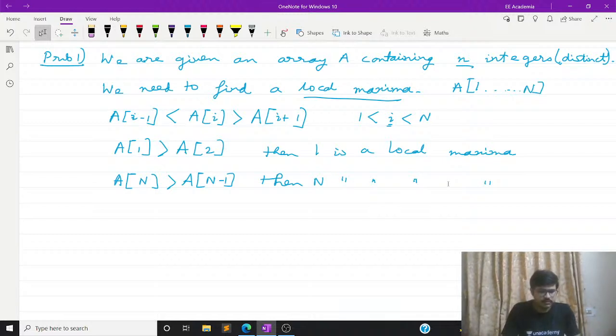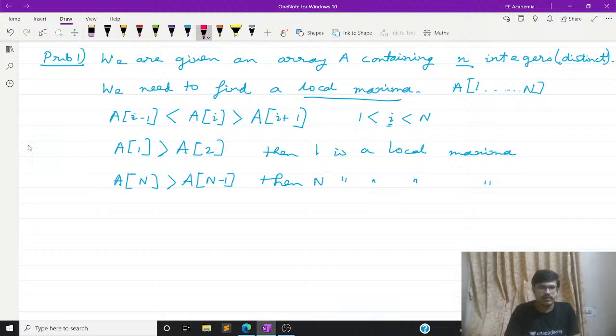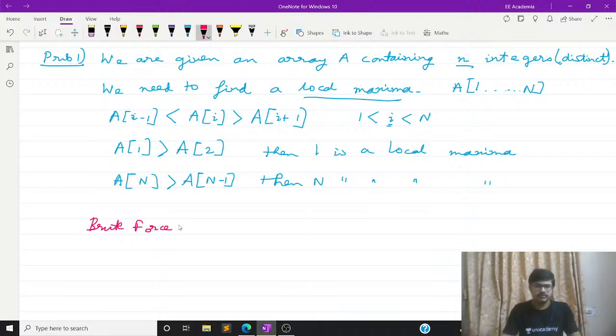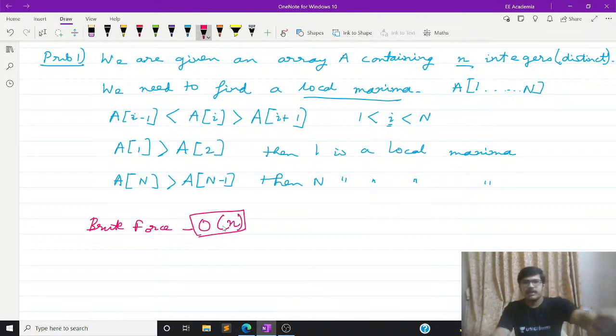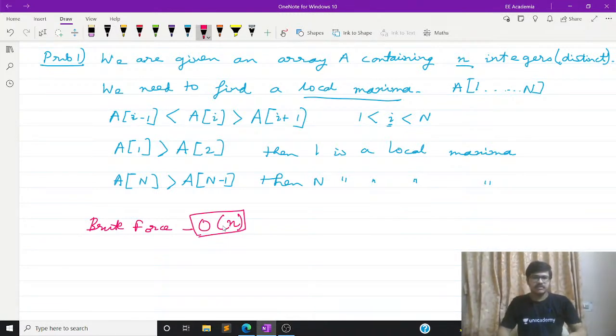Okay. So maybe what you can do is a linear search, a brute force method, and it would take linear time. Okay. But can we do better than this? Can we come up with something that can solve it faster than O of n? Is it possible to do that?